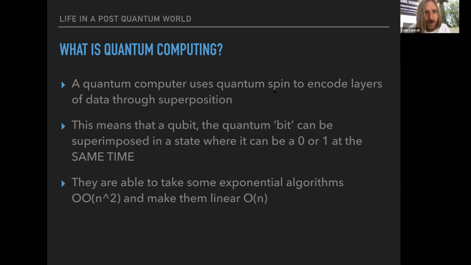Very good question. A quantum computer uses quantum spin to encode layers of data through superposition. Now, that's a mouthful. What does that mean? Well, an electron or a photon has what's called quantum spin. Quantum spin 2 means it's like a double-ended pencil. You spin something 180 degrees and you get the same side. It's a double-ended pencil, sharpened on both sides, so you get the same effect on both sides. Quantum spin 1 is like a single-ended pencil. You spin it 360 degrees and then you get to the same side.